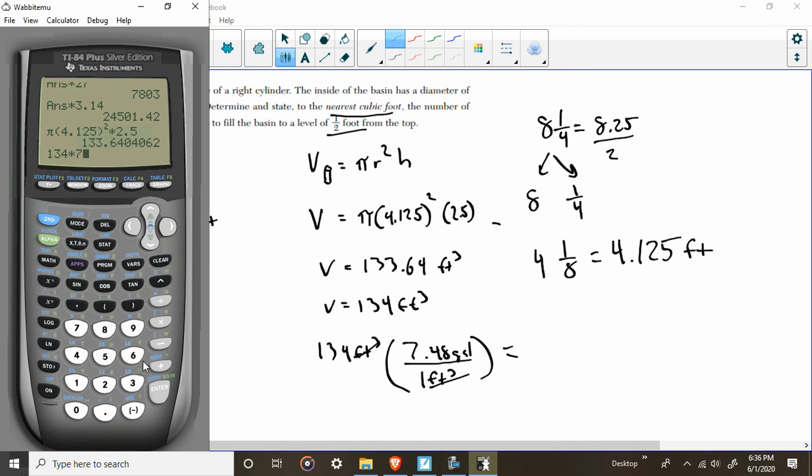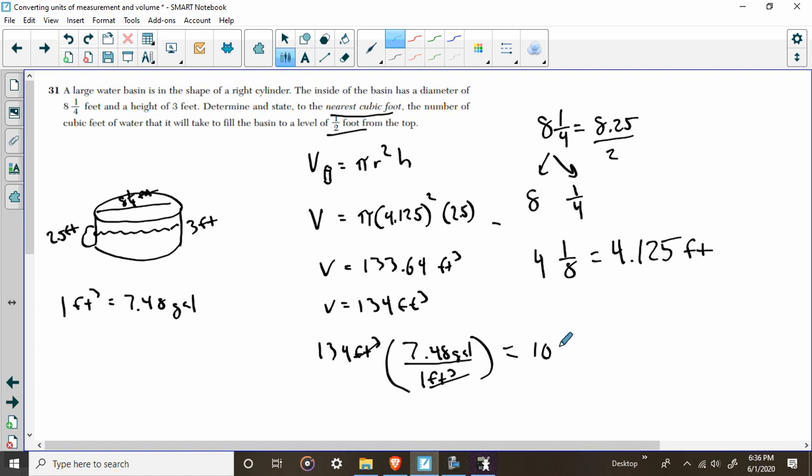134 times 7.48 is going to give us 1,002.32 gallons. Okay, so they ask for cubic feet, but again, you're not buying water by the cubic foot, you're buying it by the gallon. So you have to pay for it by the gallon. Your other one should be very similar to that.